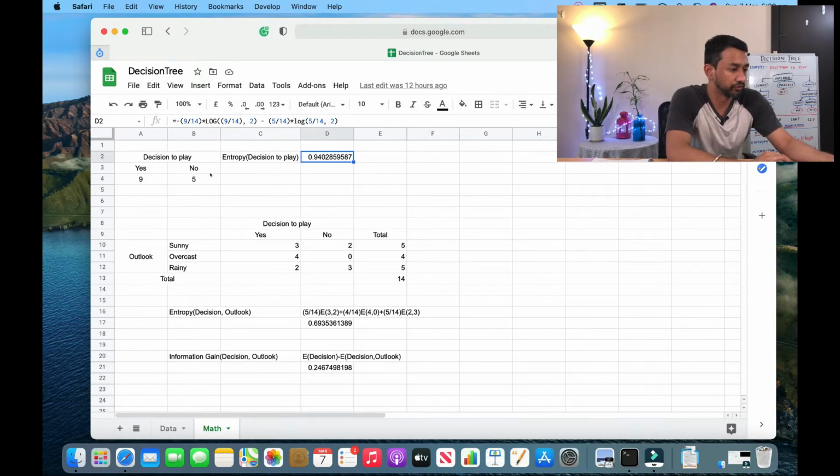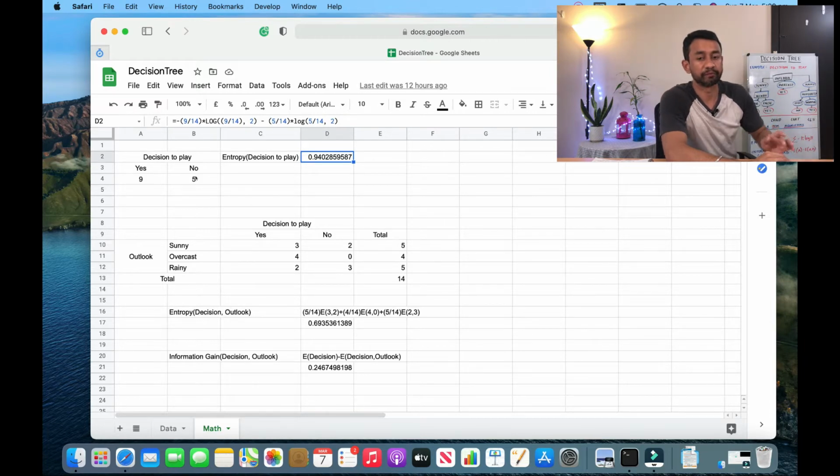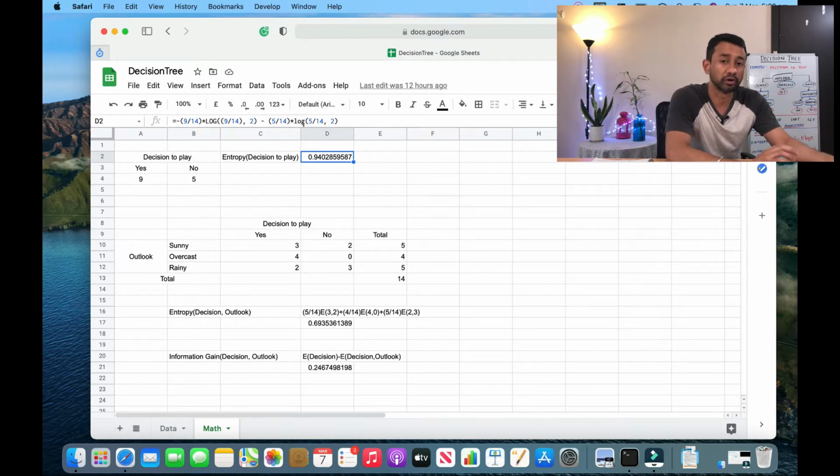When you go into this particular example that you see on my screen, the probability for yes is 9 by 14. There are 14 records, and in 9 cases it is yes. So I'm going to do negative of 9 by 14 multiplied by log of 9 by 14 to the base 2, and negative of the second case. The second one is no. Out of 14 cases, there are 5 cases where it is no. So 5 by 14 into log of 5 by 14, and the log is of base 2. This formula gives us a result of 0.940. So this is the entropy for decision to play.